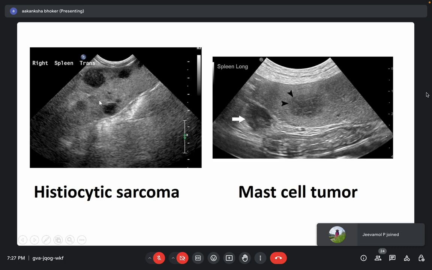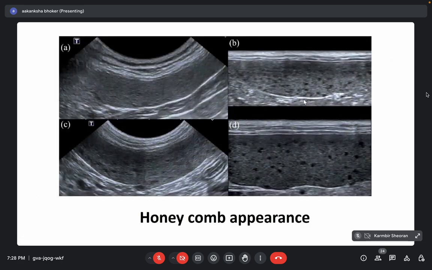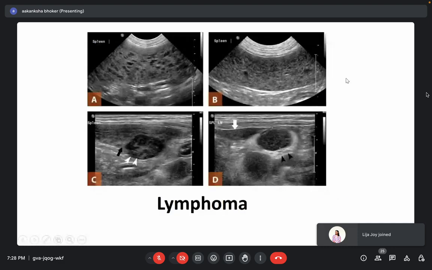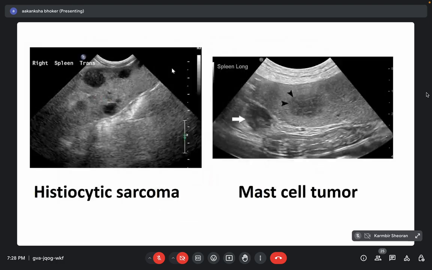Now see, these are multiple nodules, large to small size, which are hypoechoic in appearance, and the case was diagnosed to be a histiocytic sarcoma. And here we can see a large hypoechoic nodule which was confirmed to be a mast cell tumor. Here this appearance is said to be a honeycomb appearance associated with lymphoma. This I have already shown you in the previous picture also. So this honeycomb appearance is associated with lymphomas.